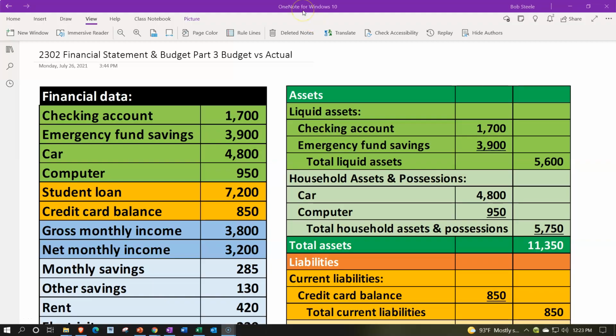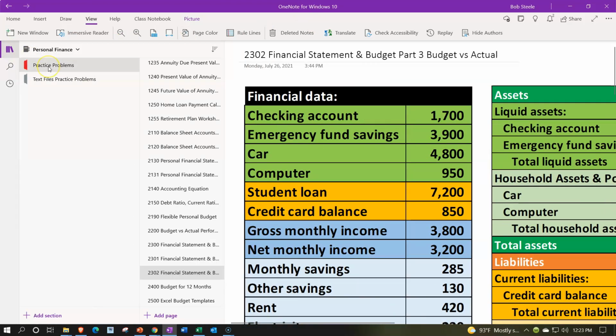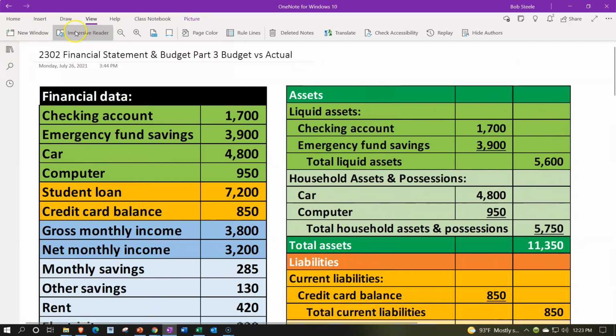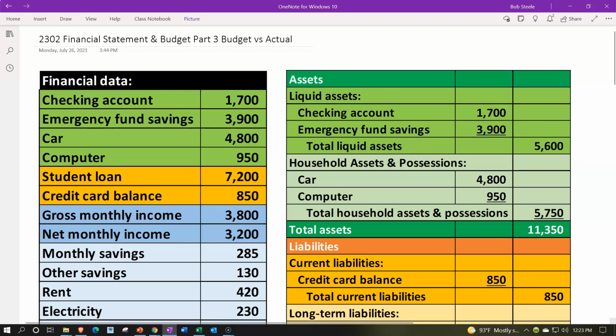You're in OneNote. If you have access to OneNote and would like to follow along, we're in the icon on the left-hand side, the Practice Problems tab, down in the 2302 Financial Statement and Budget Part 3 Budget versus Actual tab. Also note, when using OneNote, take a look at the Immersive Reader tool. The practice problems will also be in the text area, same name, same number, but with transcripts that can be translated into multiple different languages and either listened to or read in them. Closing the icon, we got our information up top, calculations on down below.